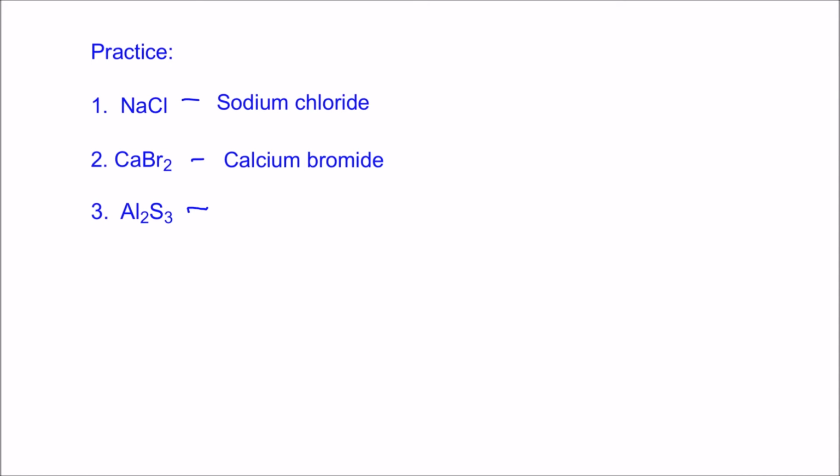Okay, so the first thing we're going to do is ask, is this binary? Yes, there's only 2 kinds of elements. The second thing we're going to do is figure out if the first element's a metal. Yes, aluminum's a metal, so we get to use our rule here. We're going to say the name of the first element, and then we need to say the stem of sulfur. When we're working with salts like this, metal and non-metal, the stem for sulfur is going to be sulf. And then we add IDE to the end. So we end up with aluminum sulfide.